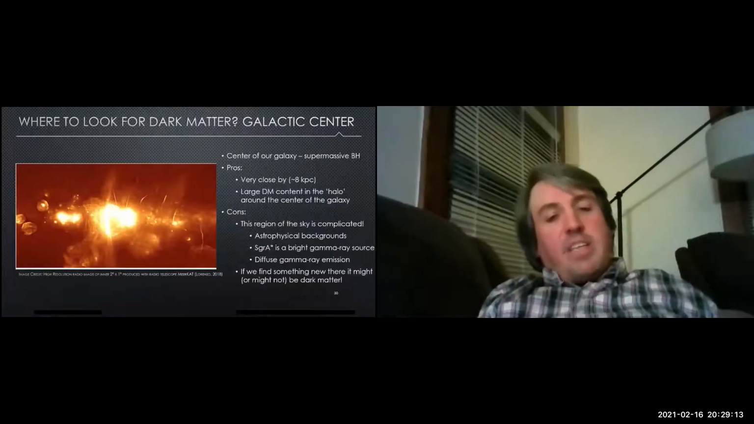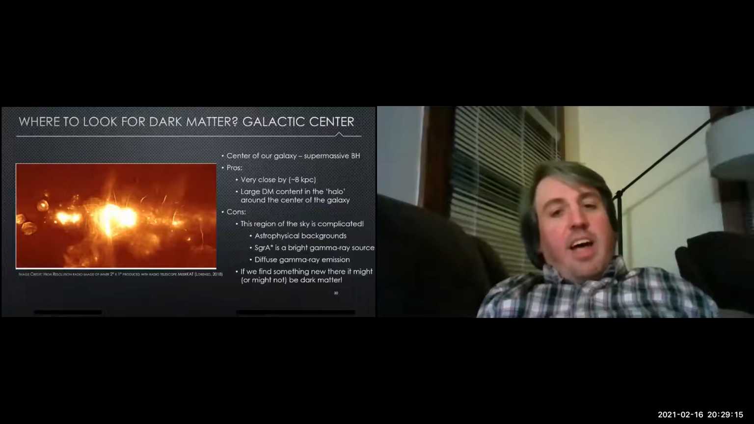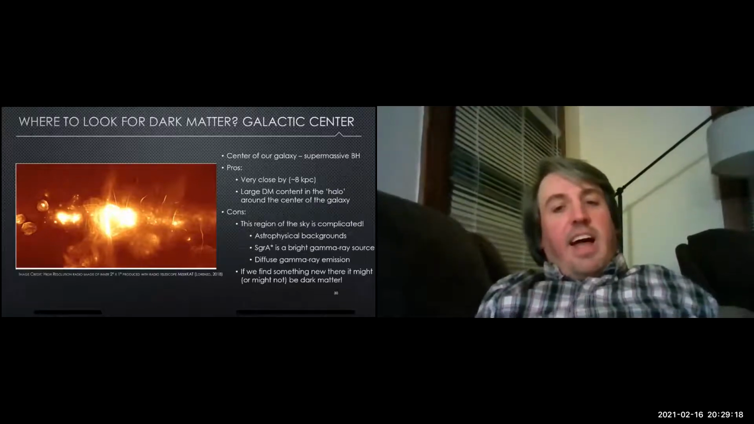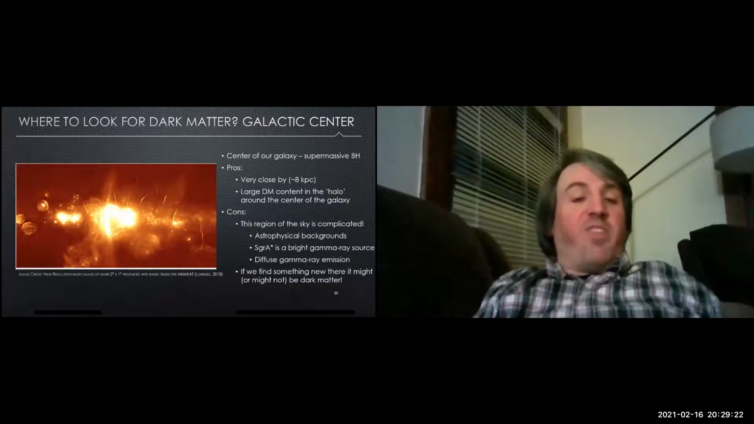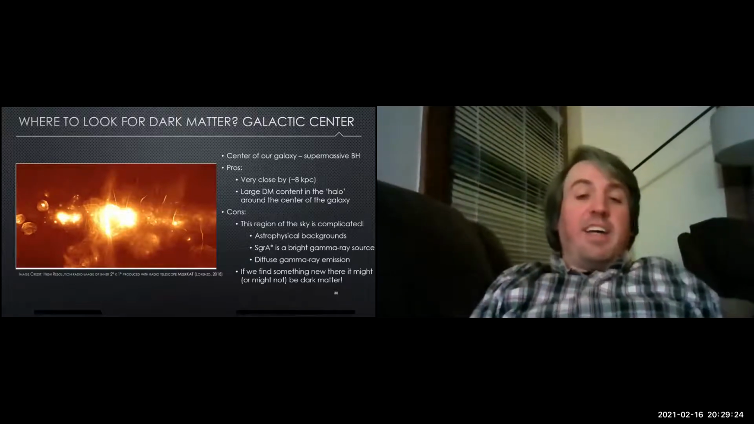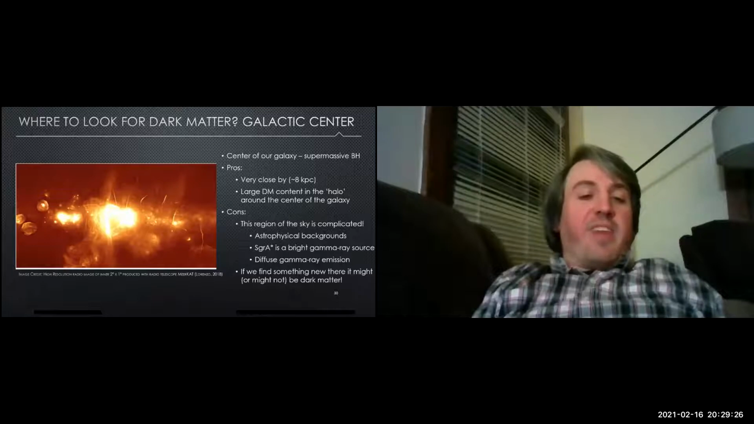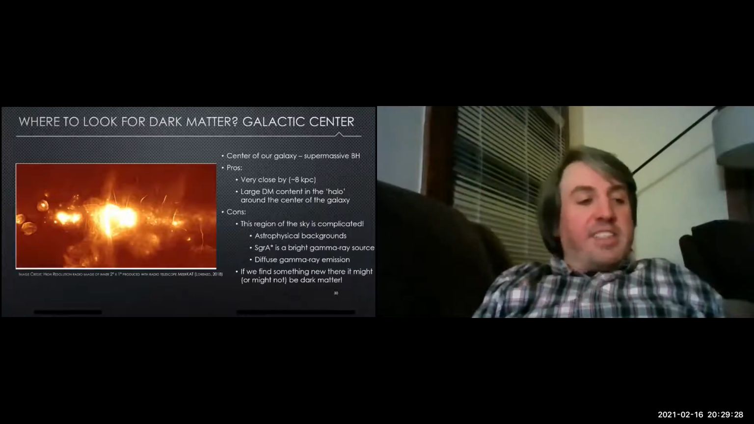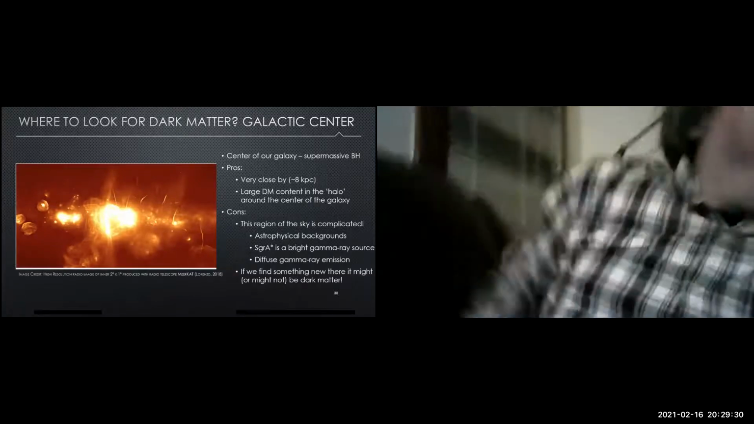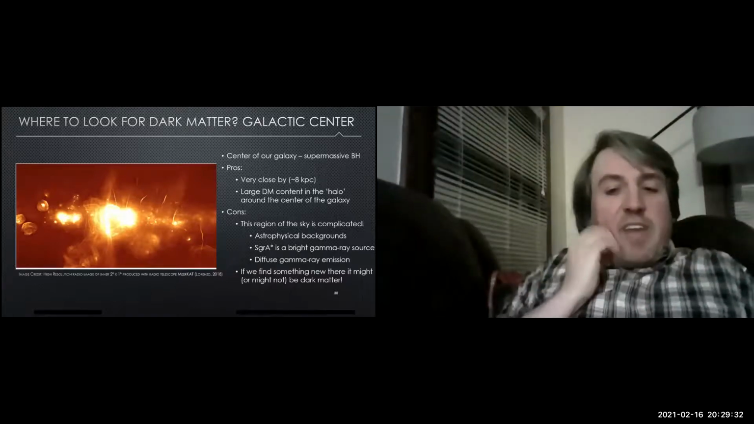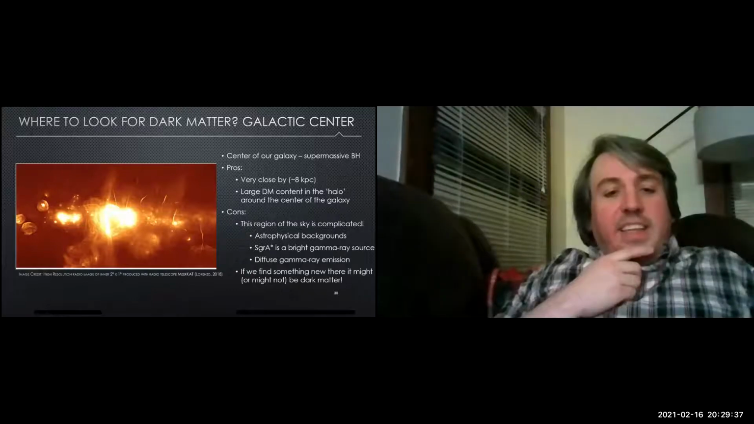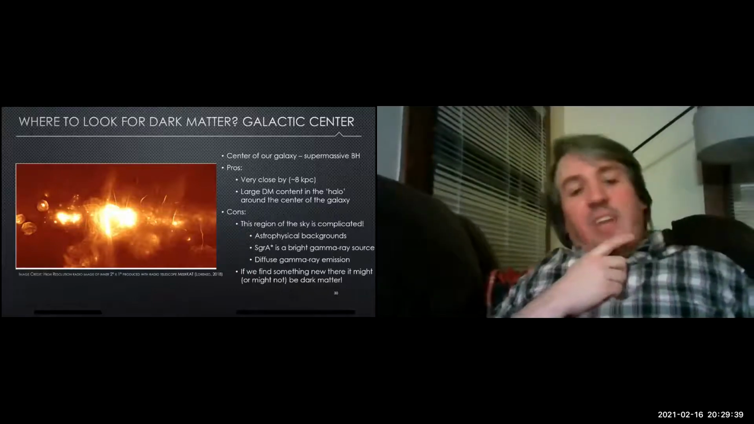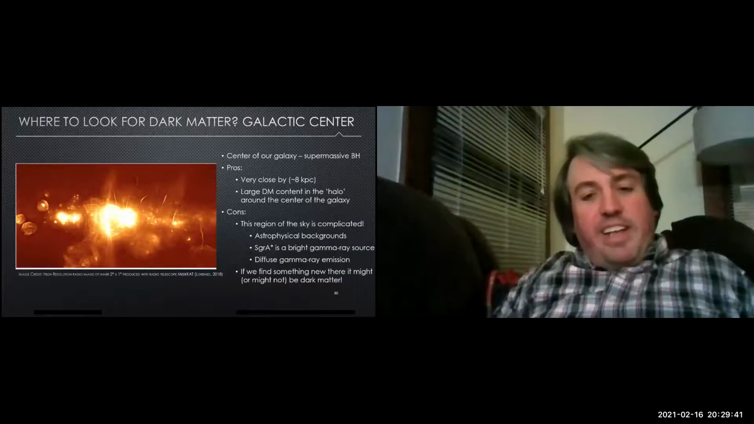Dwarf galaxies, so that's one area we can look. The galactic center is another, the center of our own galaxy. The big pro of that is that it's very close by, and we think there is a lot of dark matter located in the center of our own galaxy. Why should our galaxy be any different from any other galaxy, right? The downside is that the galactic center is a very complicated region. There is a lot of stuff going on there.